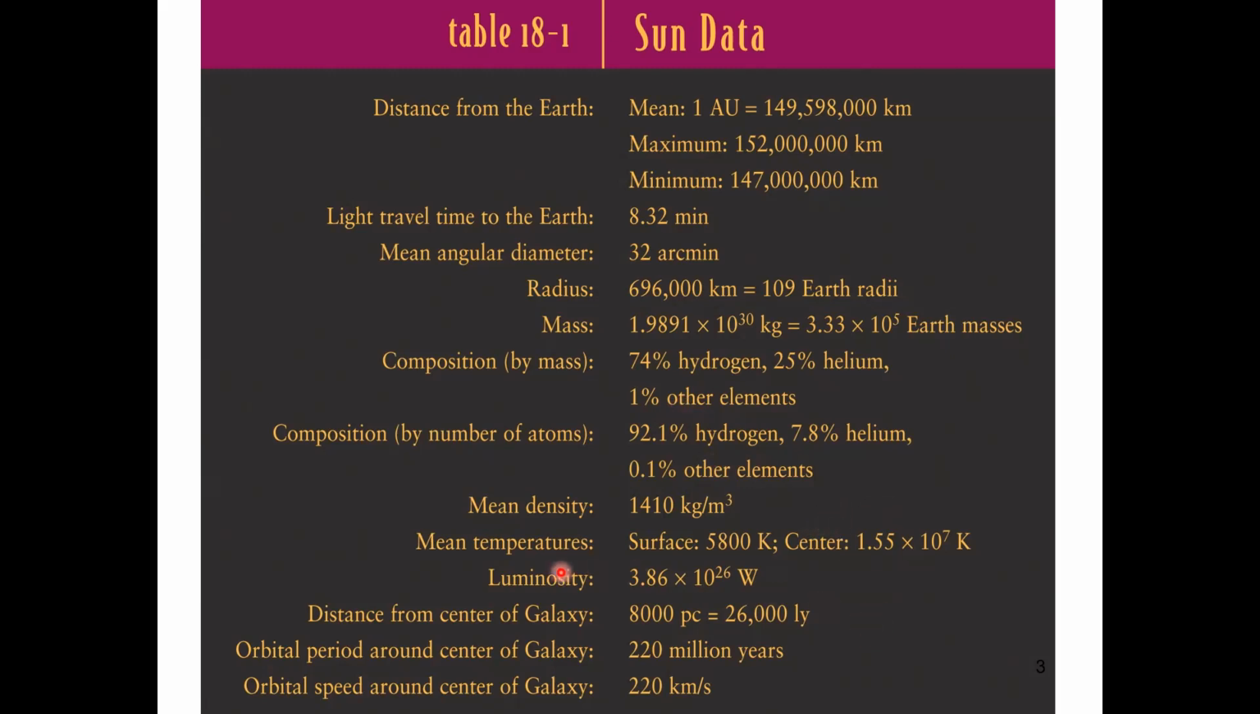What else is important? Luminosity. There you are: 10 to the 26 watts. A huge amount of energy coming out of the sun. Of course, here on Earth, we don't get this much. We get a very little amount, because all the other energy is going out to space.